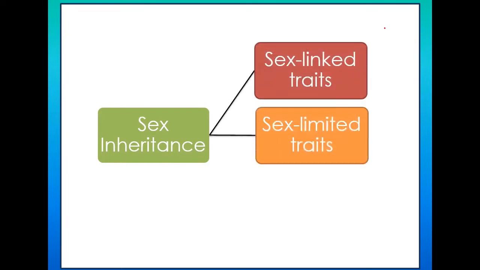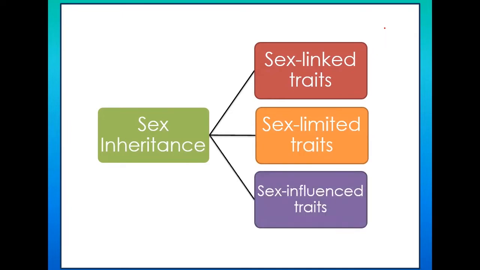Now, to understand sex inheritance, we have to look at its three categories. One is sex-linked traits. The second is the sex-limited traits. And the third one is the sex-influence traits. The difference between the three is that for sex-linked traits, the genes for a certain trait are found or carried by the allosome, the sex chromosomes. So traits are carried by either X or Y chromosomes. That is for sex-linked traits.